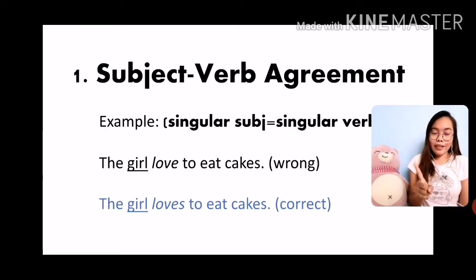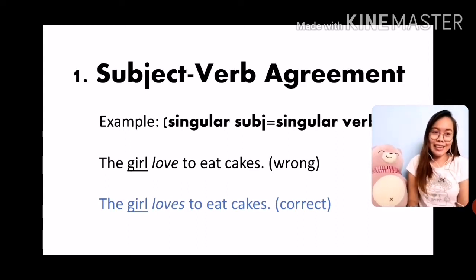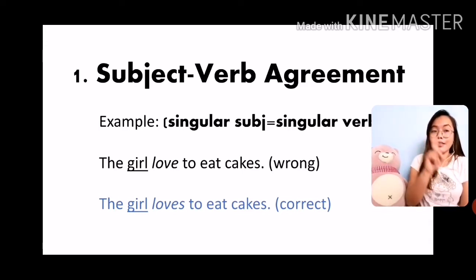And take note that the singular form of the verb is usually written with the letter S, commonly but not all. Take note, not all. Okay, so here is the correct form of the sentence. The girl, singular, loves, singular, to eat cakes. So therefore, the verb love is plural. It is not singular because it doesn't have an S.